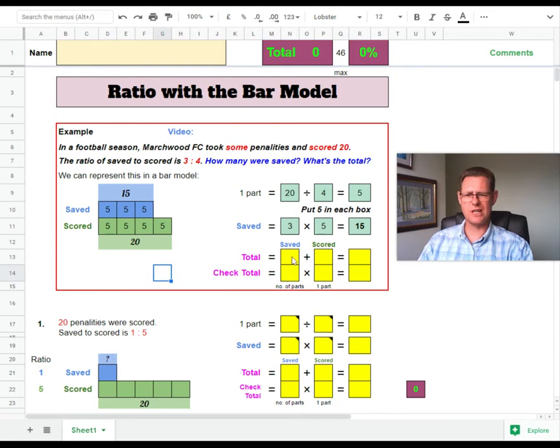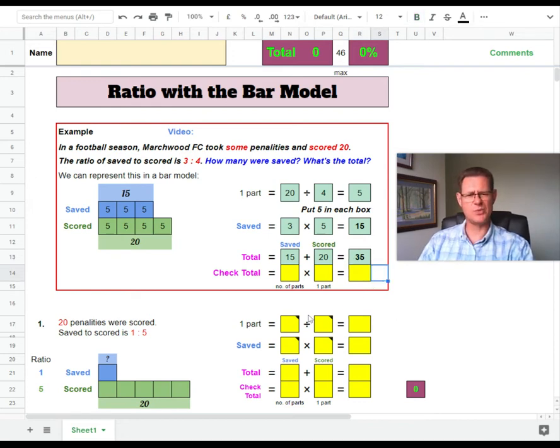Well, the total is about the saved and the scored added together. So we're just going to add 15 and 20 together. Feel free to use a calculator if you need to, but that's pretty straightforward. 15 and 20 is 35.